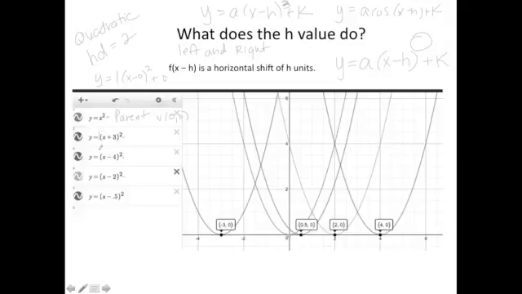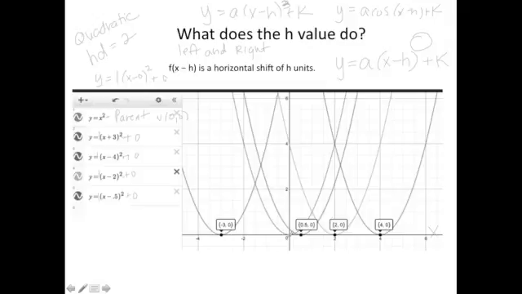Now, in each one of these examples, the a value is 1. Also, in each one of these examples, the k value is 0, plus 0, plus 0, plus 0. That's why they all have a y coordinate that is on the x-axis. Okay, so again, the h in the equation determines whether it is shifted left or right.